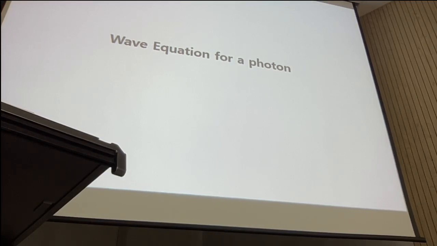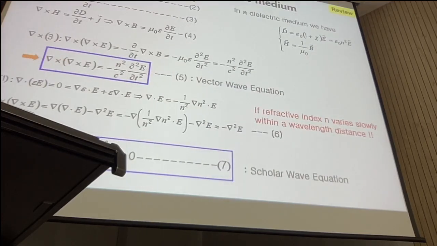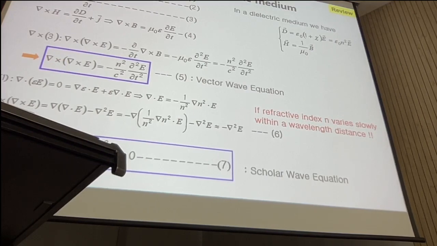It starts from Maxwell's equations. We have four Maxwell's equations in a dielectric medium. The first one is divergence D is equal to rho, which is the free charge density. And in a dielectric medium, free charge density is 0. So we have divergence D is equal to 0, and that is divergence of epsilon times E becomes 0.